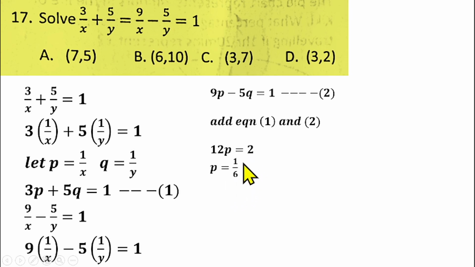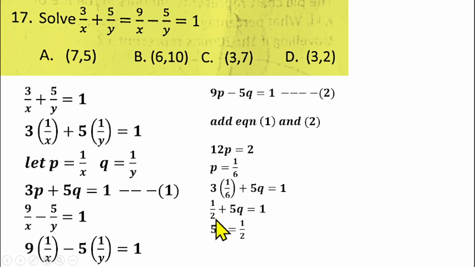We can now substitute this into equation 1 or equation 2 to find the value of q. So this is equation 1. We put the value of p into equation 1. That will give us 3 times p, which is 1 over 6, plus 5 times q equals 1. Then from there, 3 will go into 6. That gives us 1 over 2 plus 5q equals 1. You can collect like terms from there.